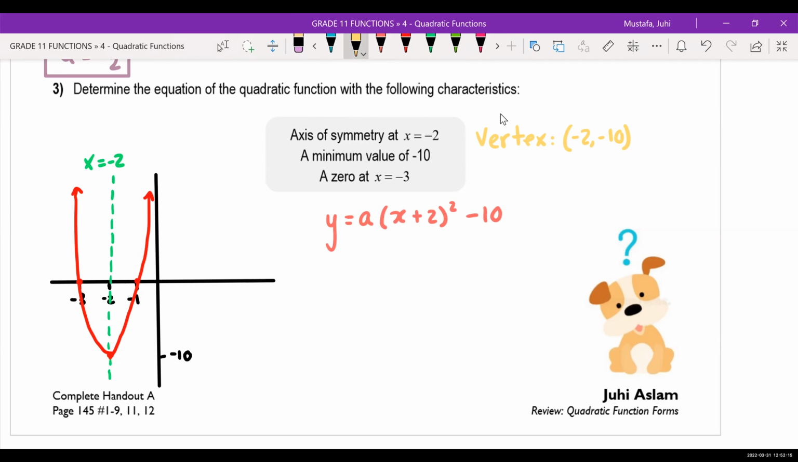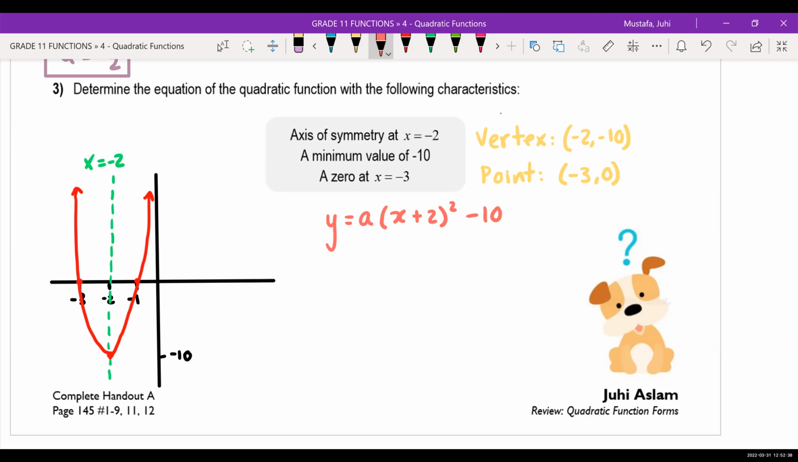Do I have another point on the graph? I do. I actually have two, but let's use the one that they gave us. So they told us that one of the zeros is -3, which means the point on the graph has to be -3, 0. We're also pretty sure the other point is -1, 0, but because they didn't tell us that, we'll use the one that they gave us.